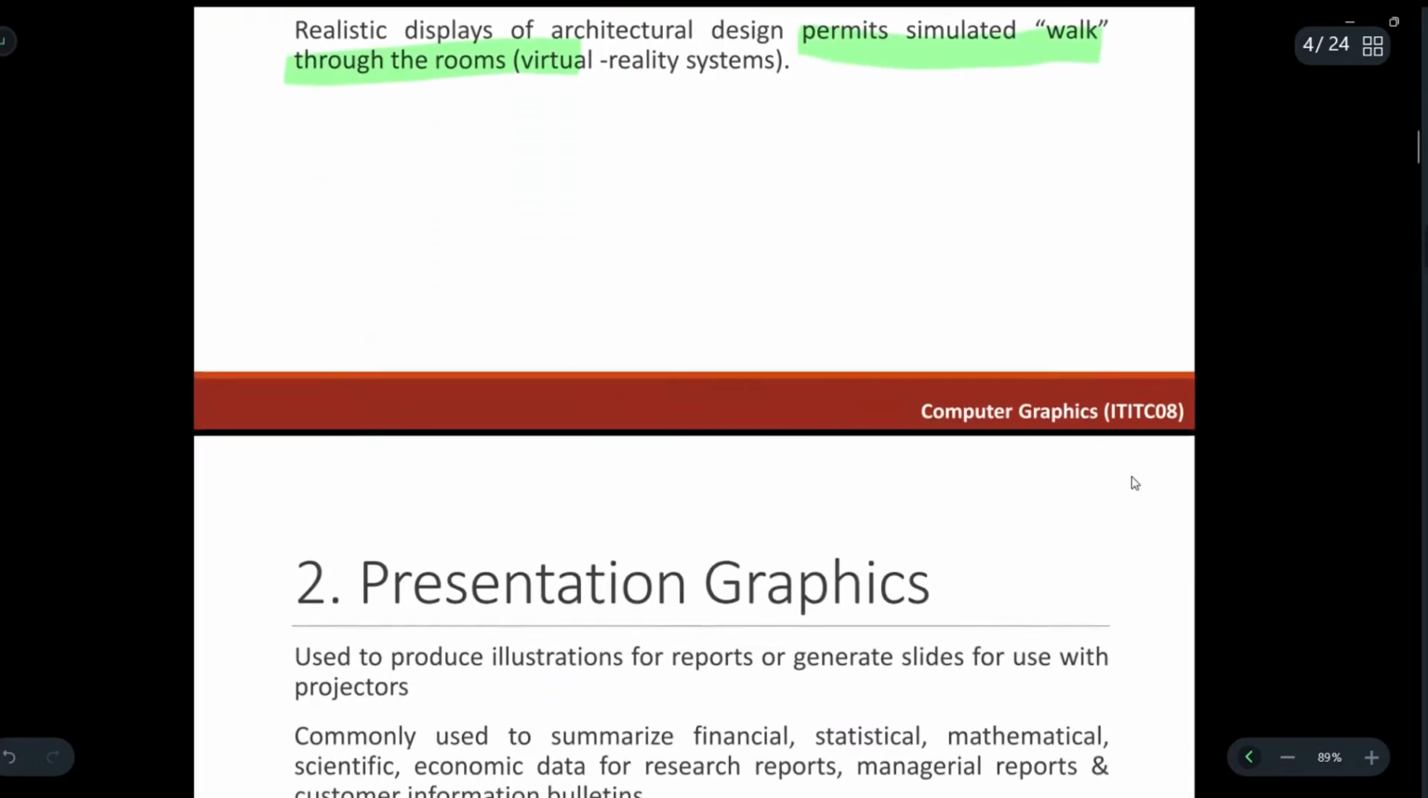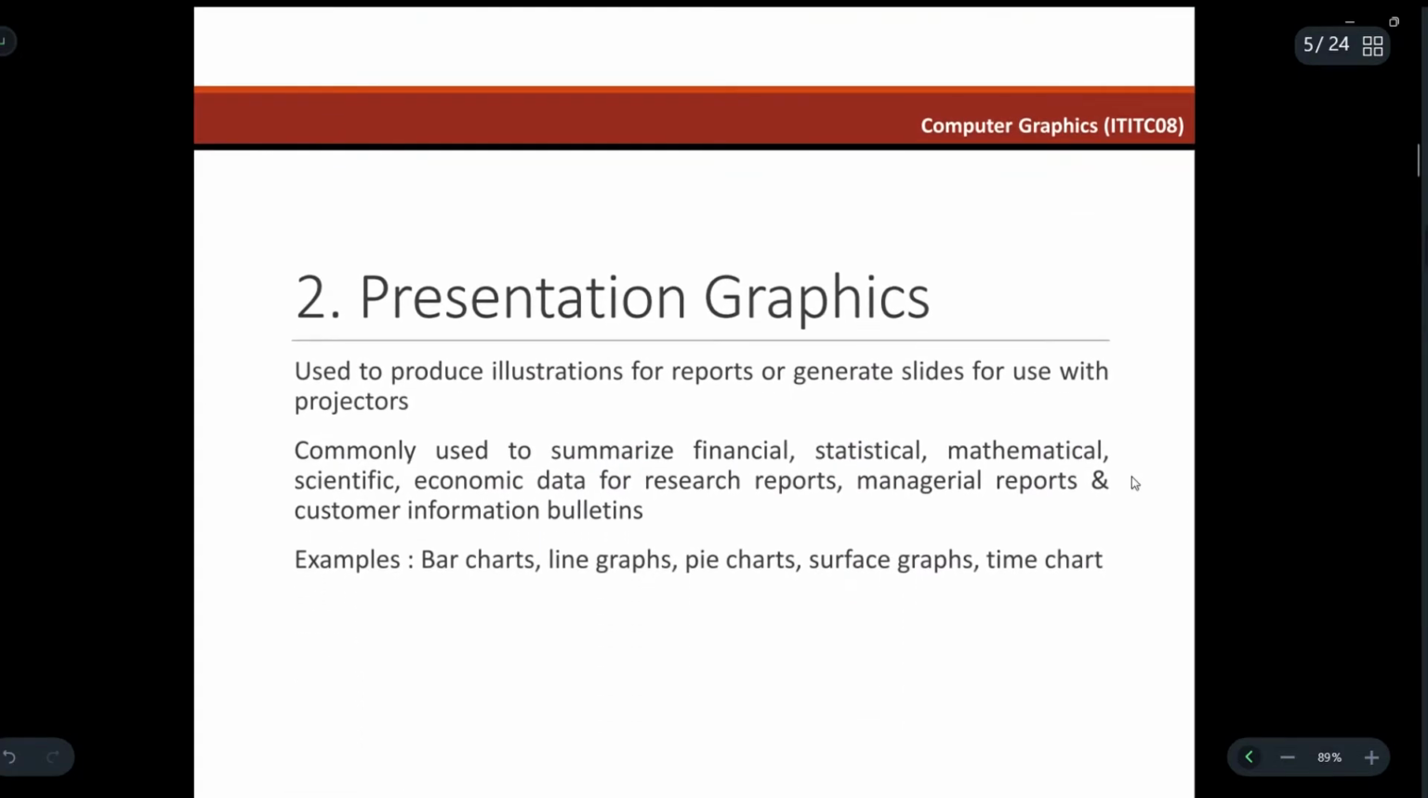Then we have presentation graphics. Presentation graphics is used to produce illustrations for reports or generate slides for use with projectors. For example, we generally use bar charts, line graphs, and pie charts to study different economic and financial subjects in our schools and colleges. So for that, we use presentation graphics.